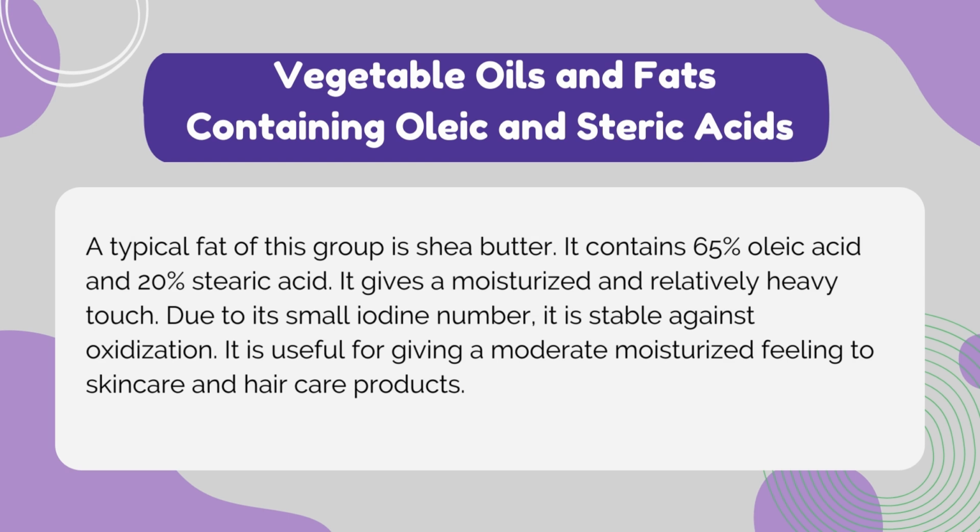Vegetable oils and fats containing oleic and stearic acids. A typical fat of this group is shea butter. It contains 65% oleic acid and 20% stearic acid. It gives a moisturized and relatively heavy touch. Due to its small iodine number, it is stable against oxidization. It is useful for giving a moderate moisturized feeling to skincare and hair care products.